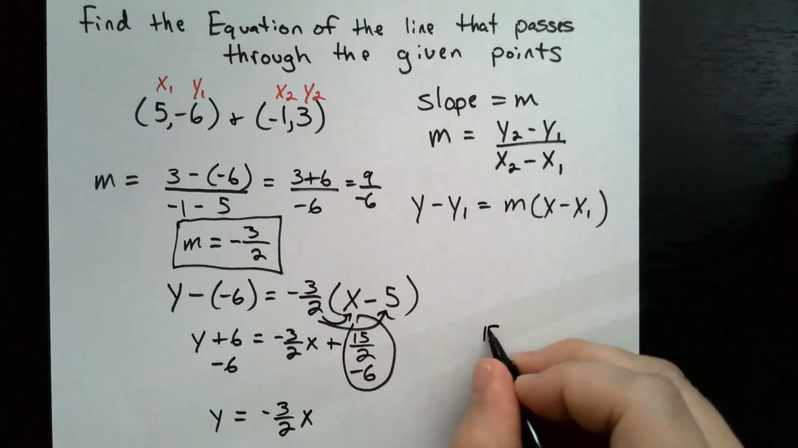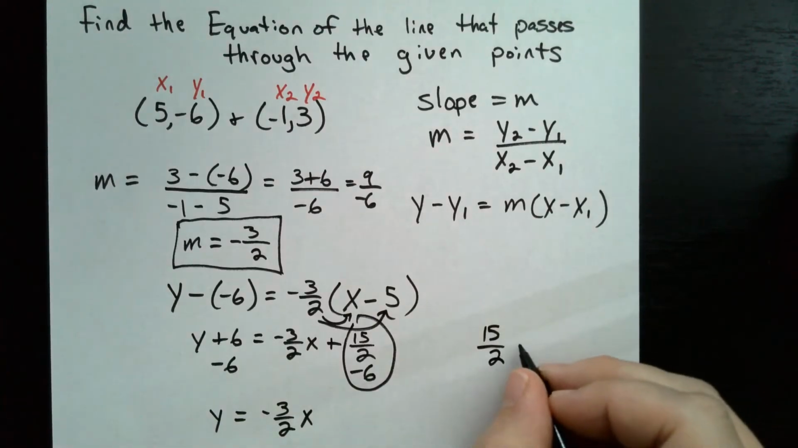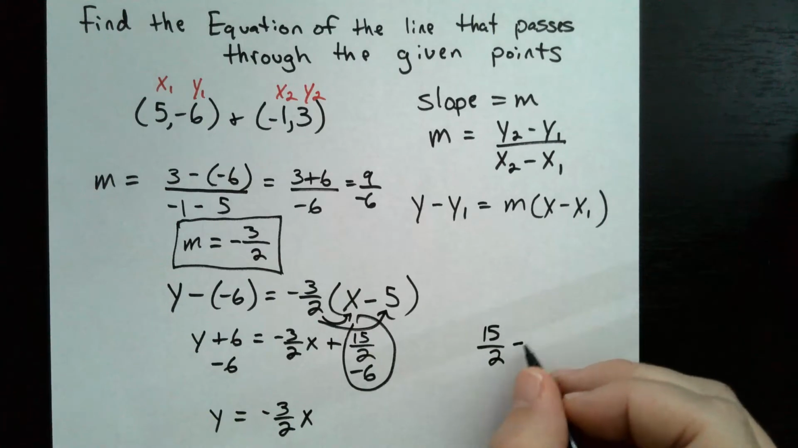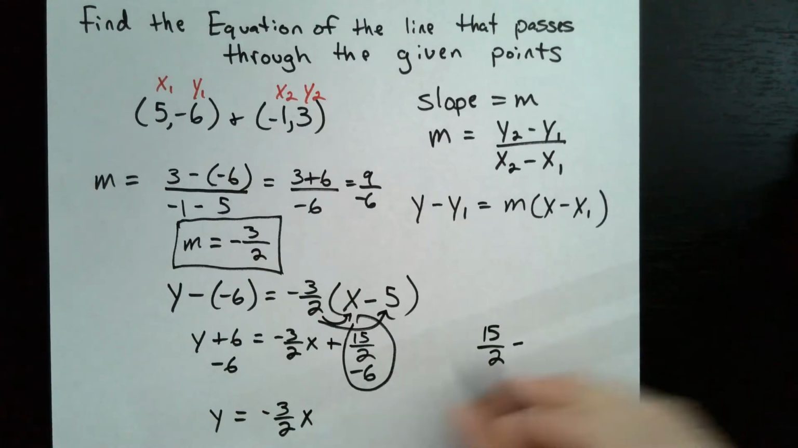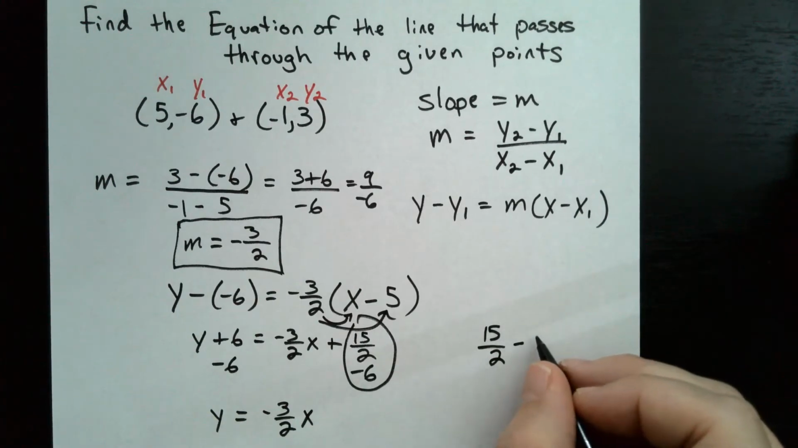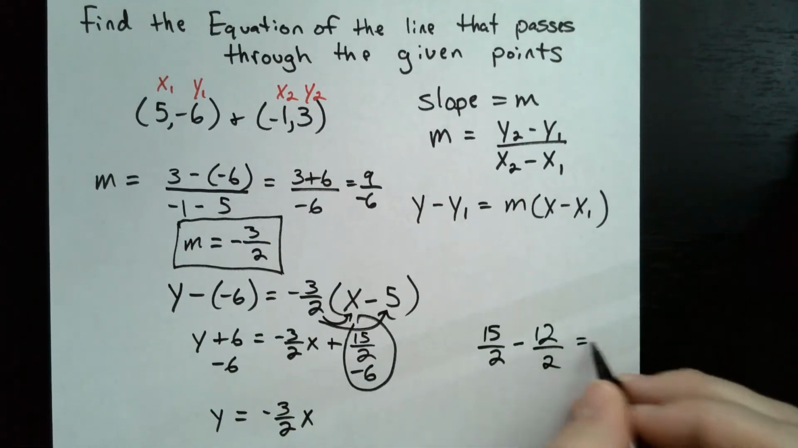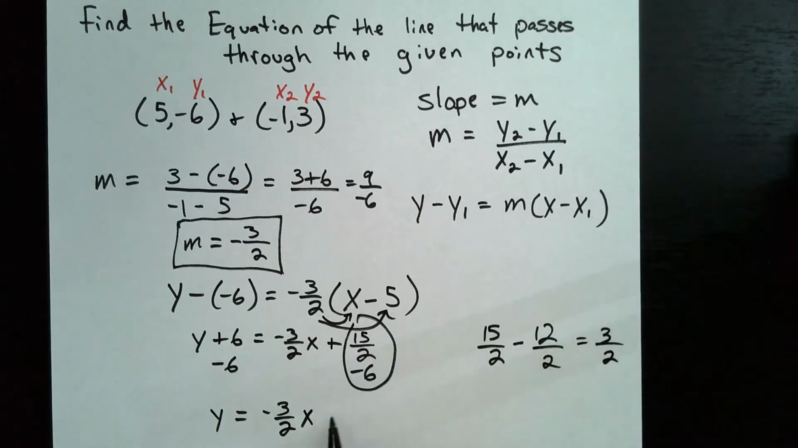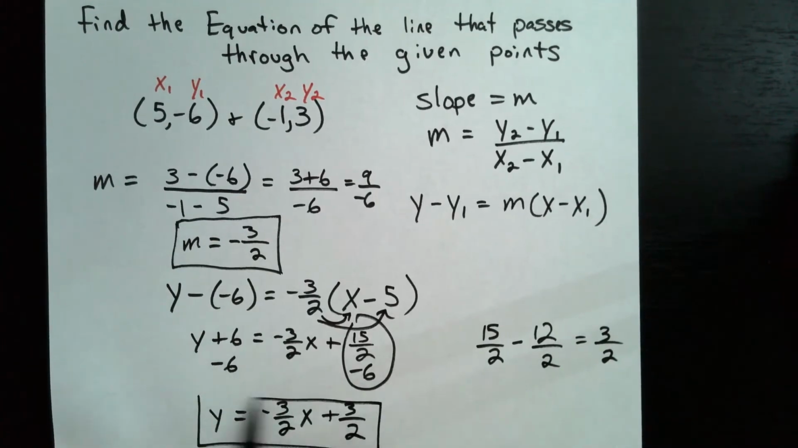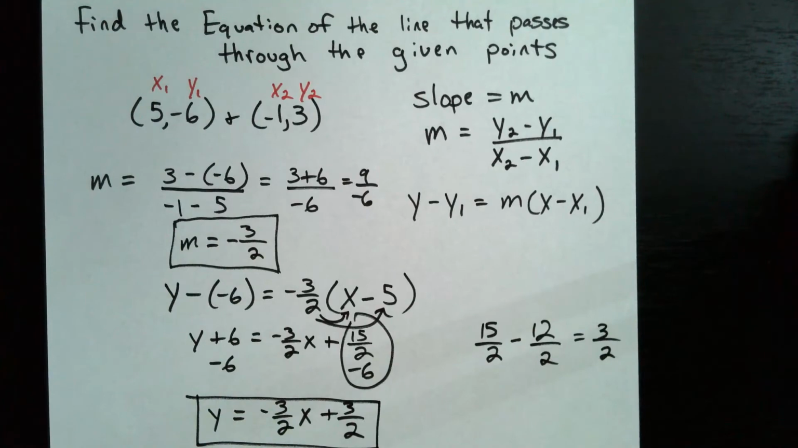Now we need to do that part right there. We need a common denominator: 15 over 2 minus 6. We need to put it over 2, so 6 is the same thing as 12 over 2. Now we've got the common denominator, so 15 minus 12 is 3. So we get plus 3 over 2. And this is the equation of your line that passes through those two points.